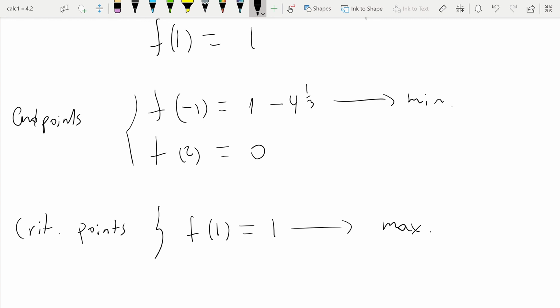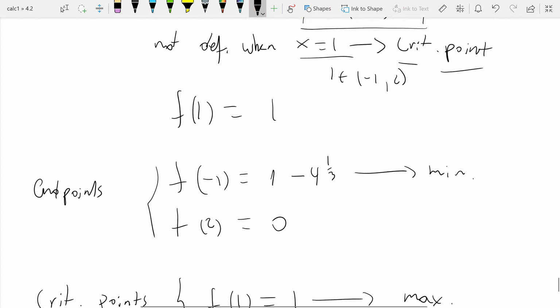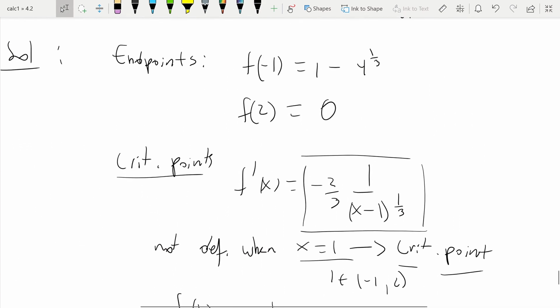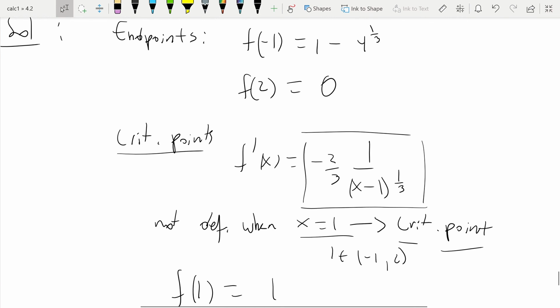Okay. The min was attained at one of the endpoints, and the maximum was attained at a critical point. And here the new thing about this example was that the critical point did not correspond to a point where f prime is equal to 0, but where the derivative is not defined. Okay, so that's the point I wanted to make.